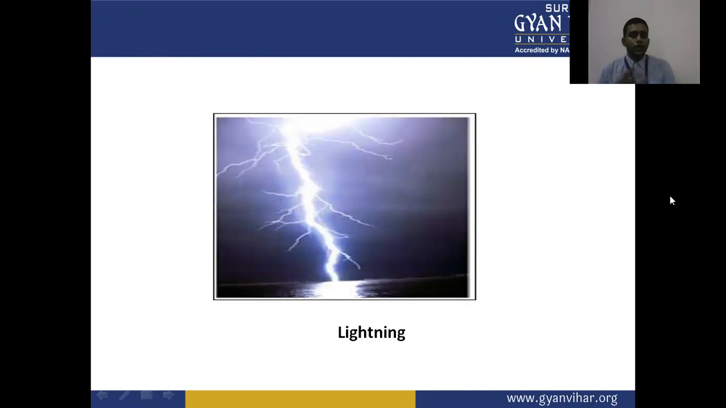This is a picture of lightning. It is also an application area of electrostatics. So through lightning, an electrostatic field is developed, or electric field intensity is developed.